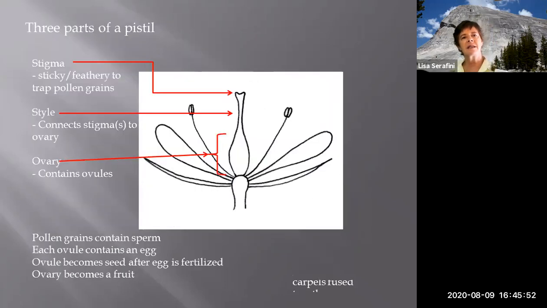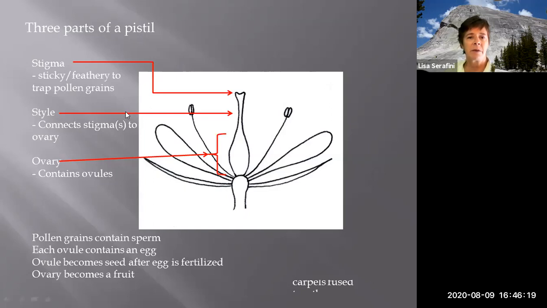In any case, let's take a look at the 3 parts of a pistil. Let's use that more general term. So the top part is a stigma. Sometimes you can have more than one, sometimes it's just lobed. But the job of the stigma or stigmas is to hold the pollen grains in place. So it's often sticky or feathery or both. And so if pollen lands there, it should stay there.